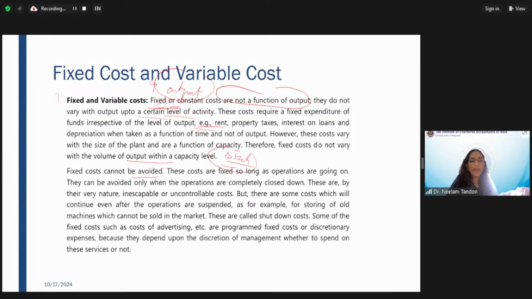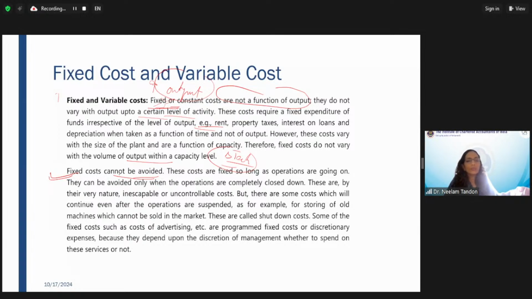You have to have land, you have to have machine, you have to take loan for your business. If you are not taking loan, then you are deploying your own funds. So fixed cost will always be there before the production starts. And it will remain. It will remain till the production is within the capacity limit. So as long as production is within the capacity limit, fixed cost will always be there. Okay.